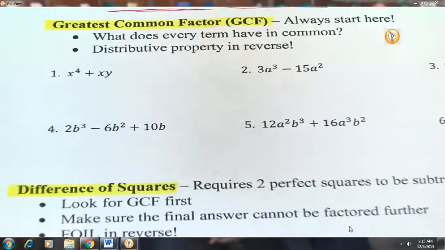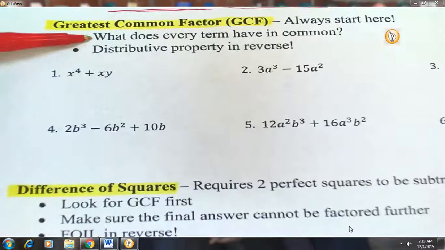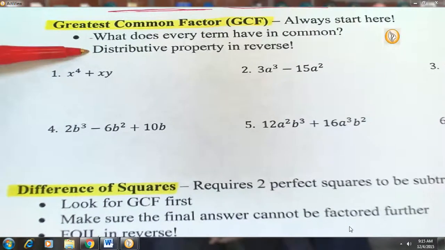I know you guys have done greatest common factor for many years. Maybe not called it factoring, but you've done greatest common factor for many years. So some things that I want you to think about. What does every term have in common? Or think of this as the distributive property in reverse.